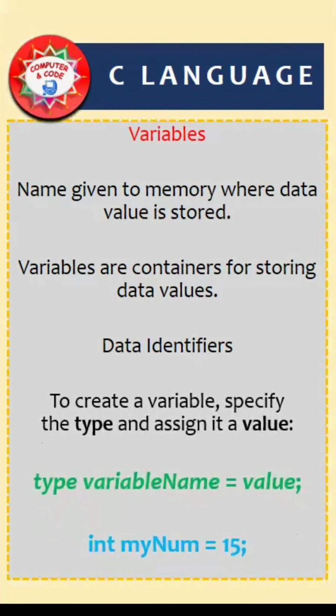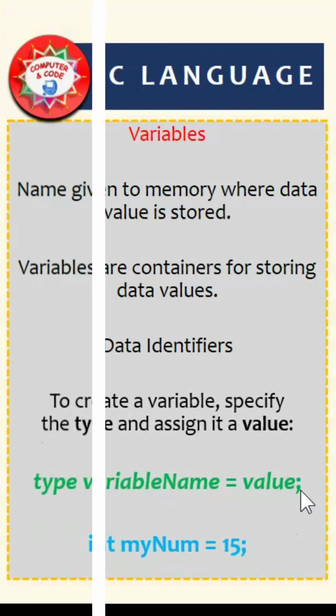And the syntax for creating variable is the data type, variable name, equal to symbol, our assignment operator, followed by the value which we want to assign to the variable. So type variable name equal to value and end the statement with semicolon.